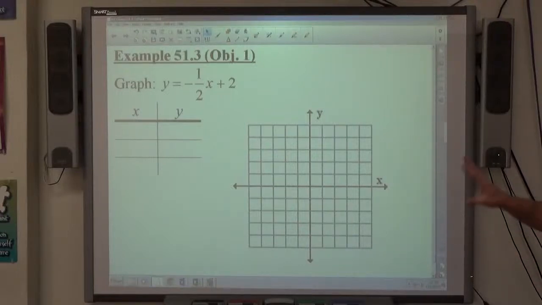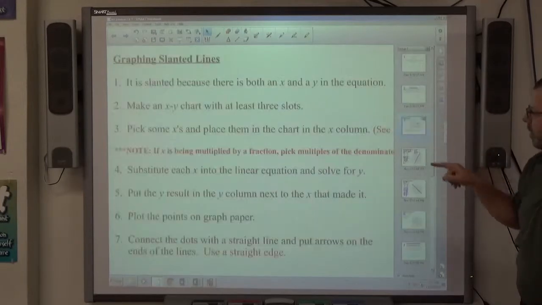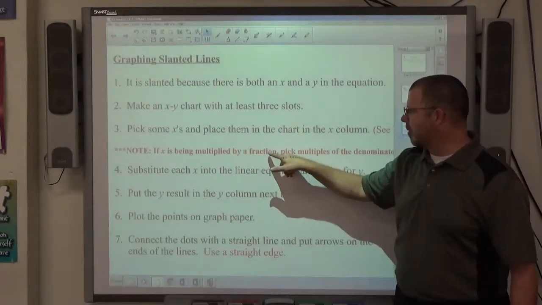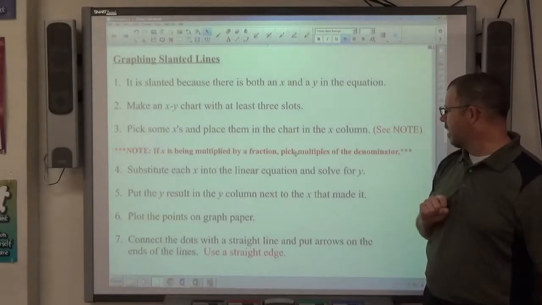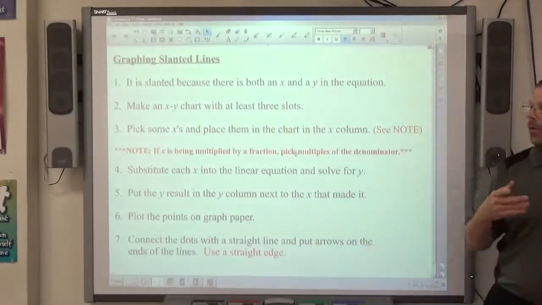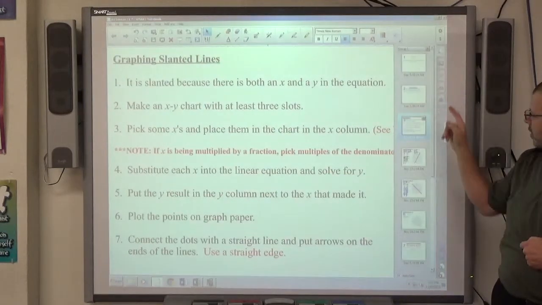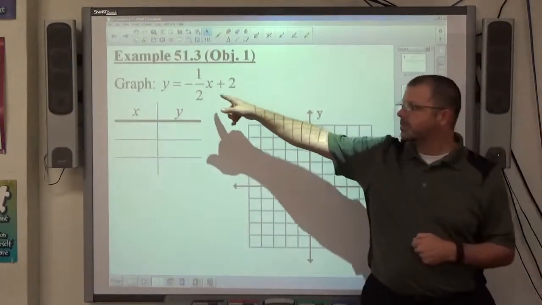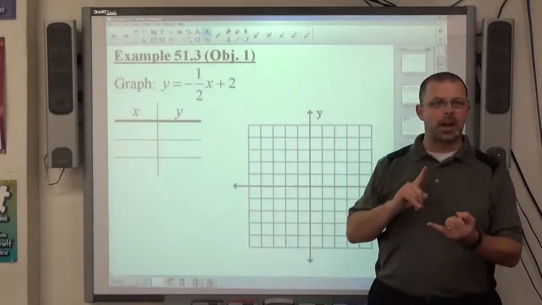Okay, notice in example 3, the main difference from examples 1 and 2 is we have a fraction involved. And going back to this sheet, it says, note, if x is being multiplied by a fraction, pick multiples of the denominator. Multiples being numbers that multiply by. Okay? So, in this case, the denominator's 2, right?